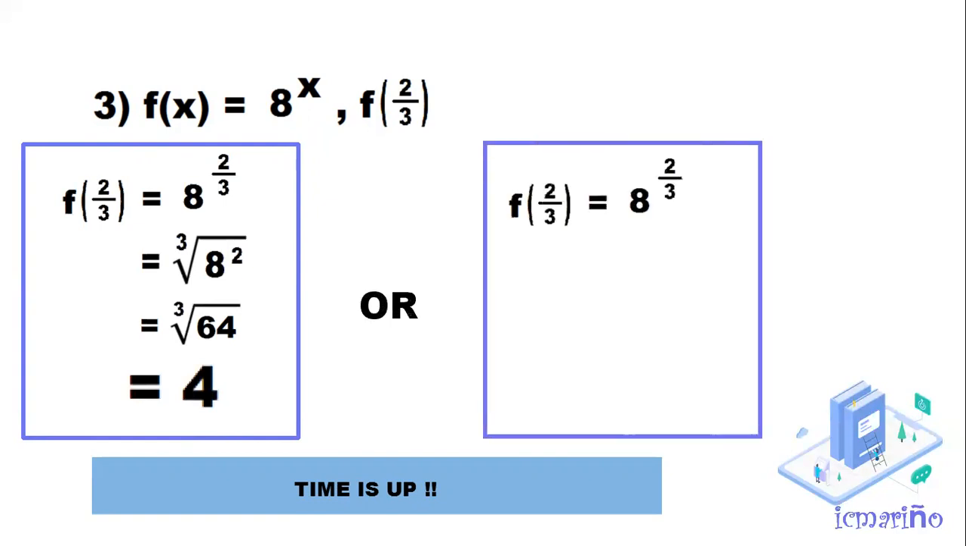Okay, what about the other solution? F of 2 over 3 is equal to 8 raised to 2 over 3. So we are going to get the cube root of 8 first, and then later we raise it to the second power. So what is the cube root of 8? That is equal to 2, and then you square it, which will give us the same answer, 4. Okay, very good, very easy.